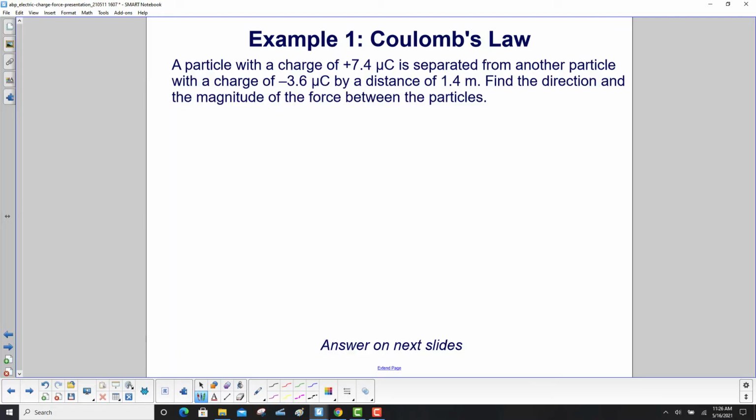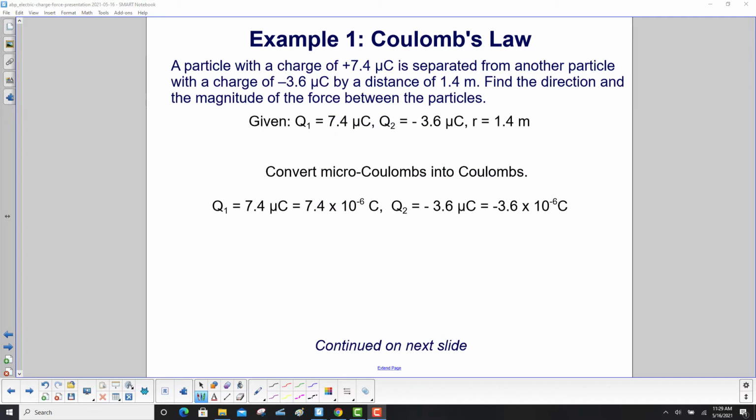A particle with a charge of 7.4 microcoulombs is separated from another particle with a charge of negative 3.6 microcoulombs by a distance of 1.4 meters. Find the direction and the magnitude of the force between the particles. List the givens. We have our two charges, a plus charge and a minus charge, and the distance between them.